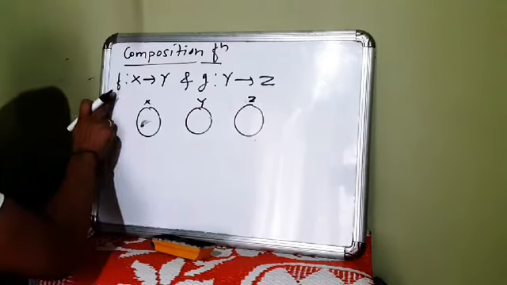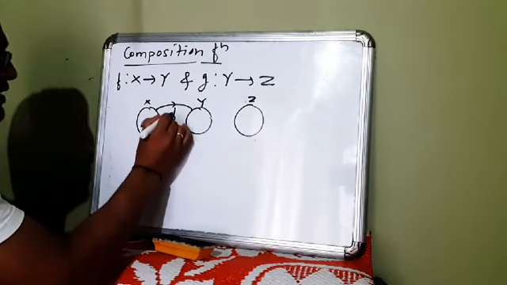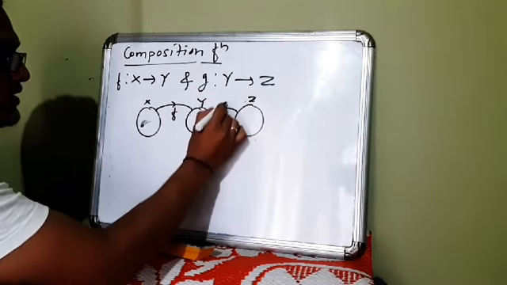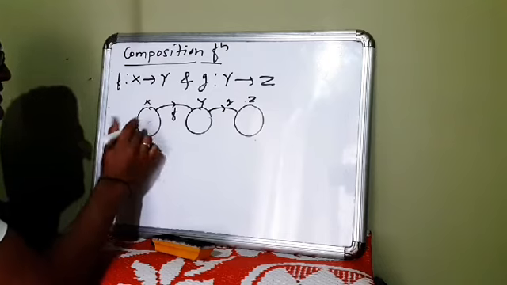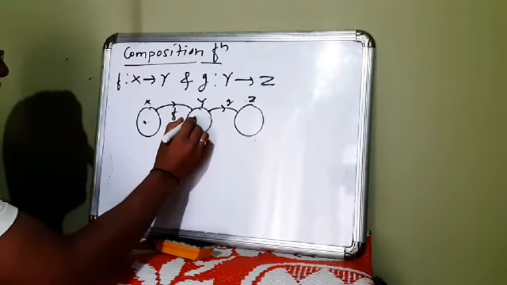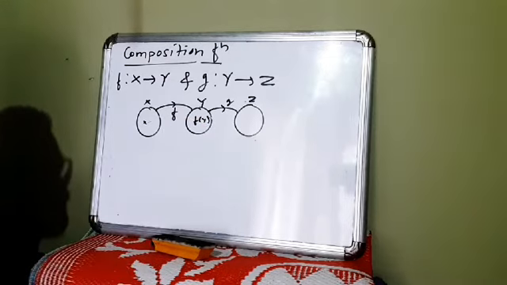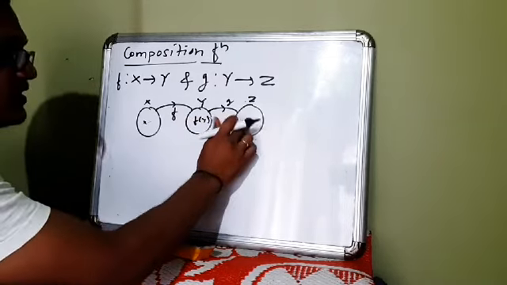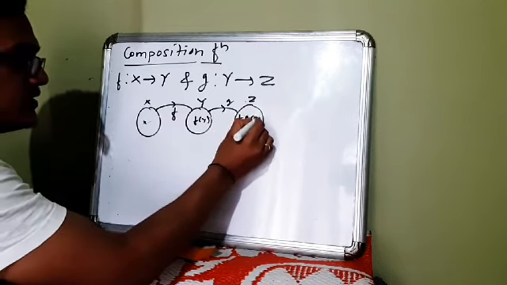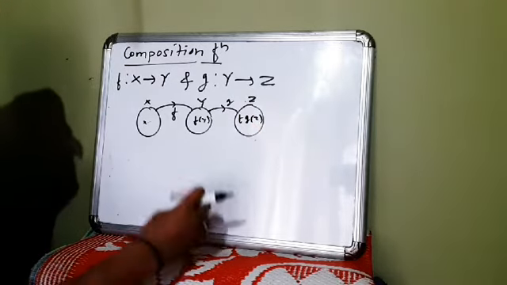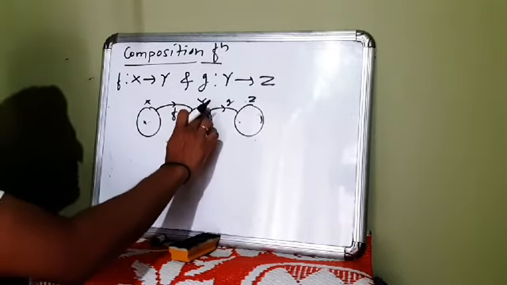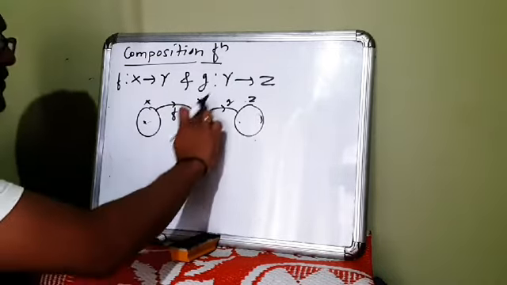So f is a mapping from X to Y. This is your f function. And g is a mapping from Y to Z. This is your g. If this is your x, its image is present in Y, so this will be f of x, and then g of f of x. Means f is a mapping from X to Y, g is a mapping from Y to Z.